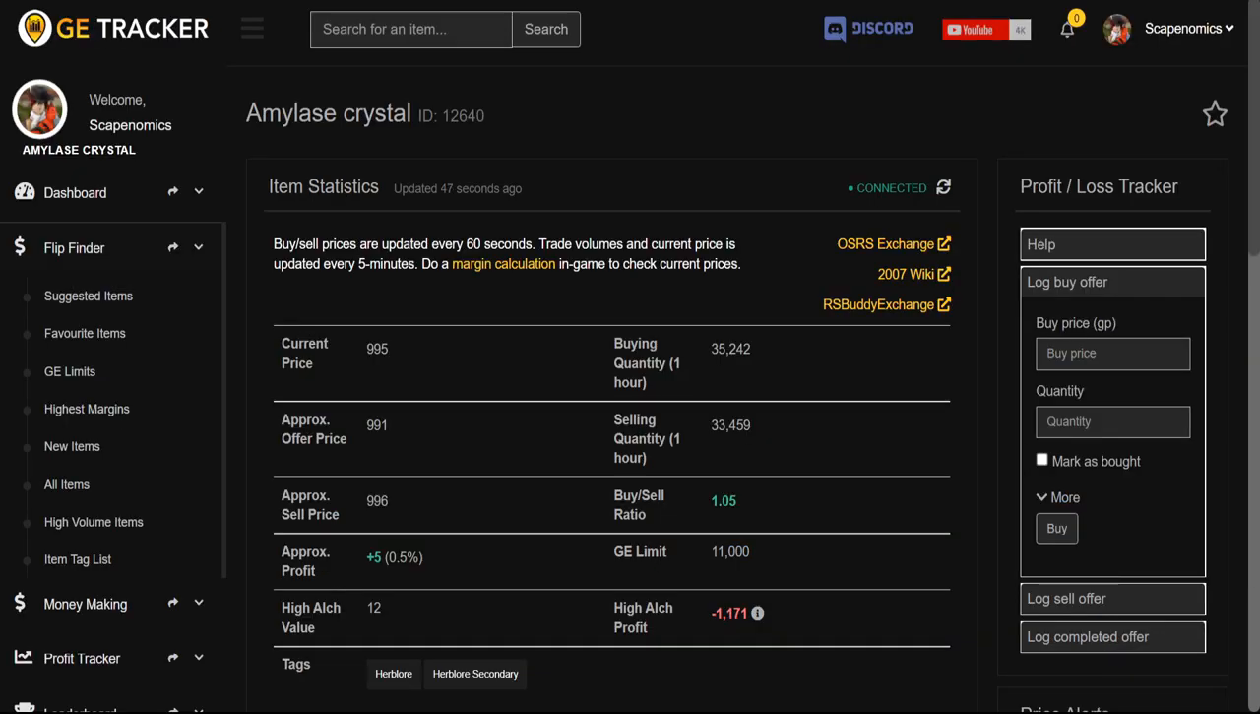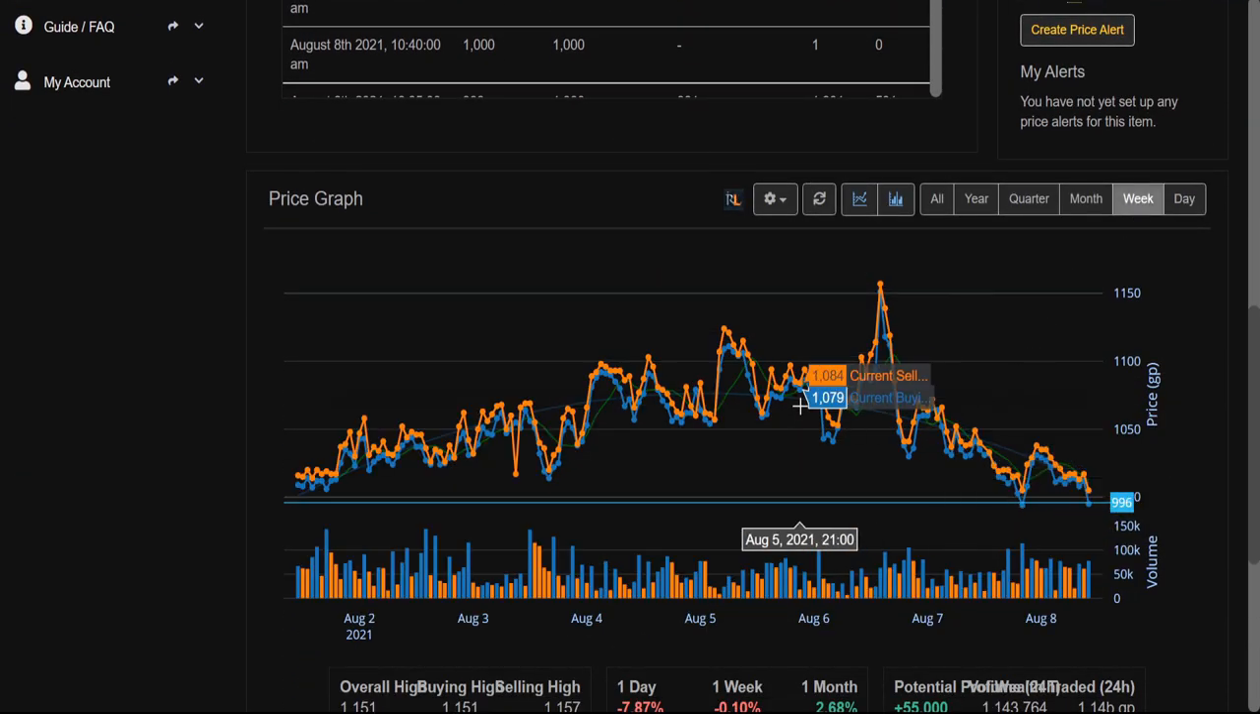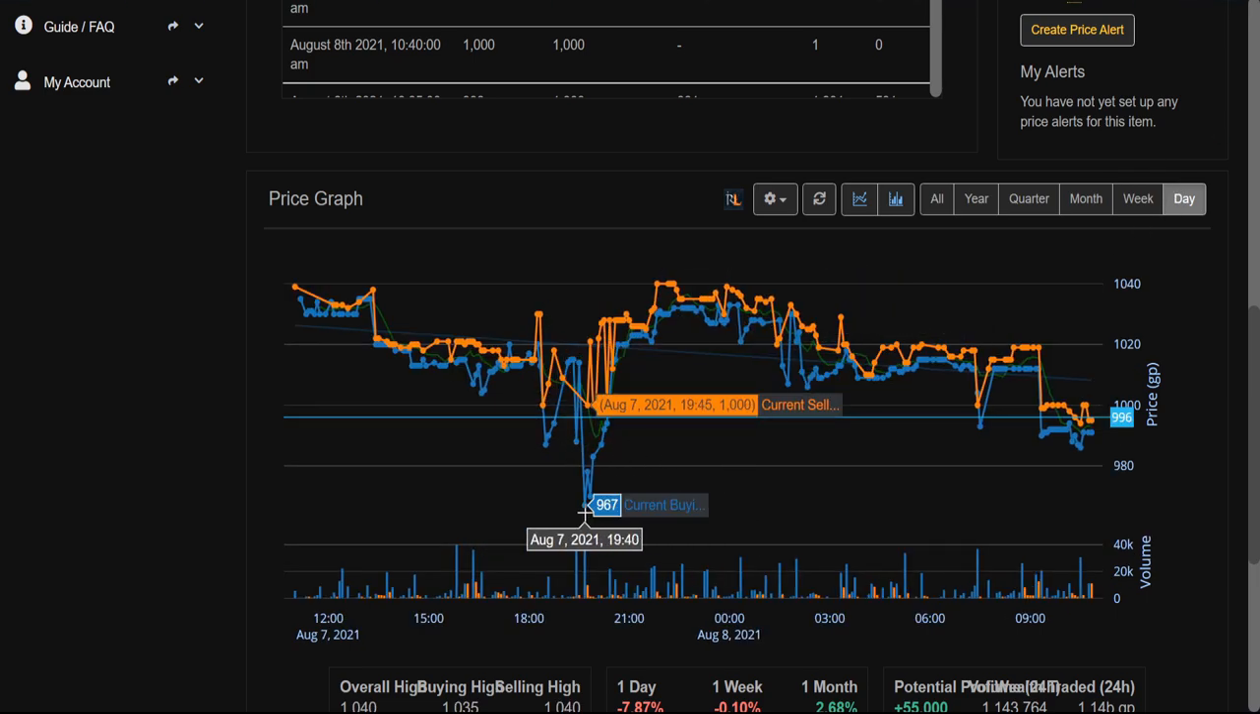Another high volume item I love to flip overnight is the amethyst crystal. Now, the amethyst crystal has been looking pretty good here. We see it coming down on the weekly graph, kind of sideways, actually. We started off with an upward trend, and as the week ended, we came down in price here. Currently, we're seeing it bounce around the 990 GP mark. But you can see on the daily graph that we're seeing prices a lot lower than that. 967, this thing has dipped to in the past 24 hours.